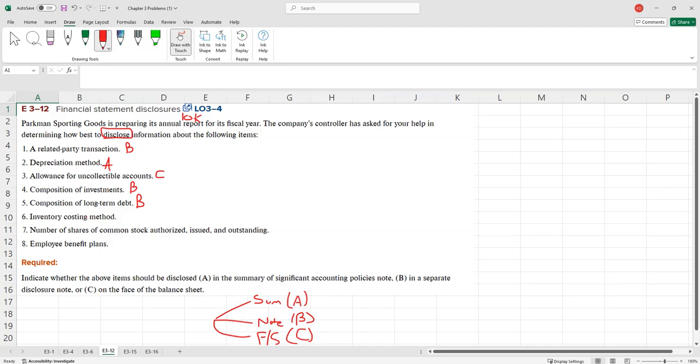How about inventory costing methods? That's going to be summary of significant accounting policies. We use FIFO, we use LIFO. How about 7, the number of shares authorized, issued, and outstanding? Typically, you would see this on the actual financial statements themselves. And then 8, employee benefit plans, is going to be its own freestanding note. So just be aware of some of those items.